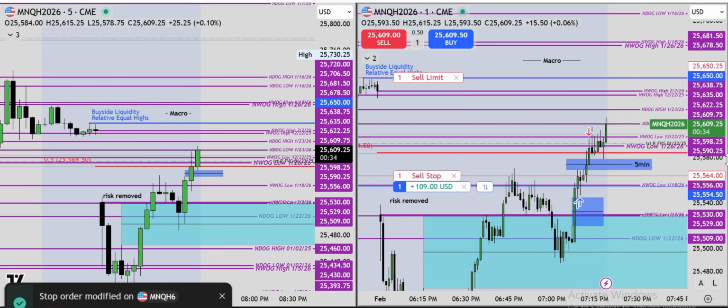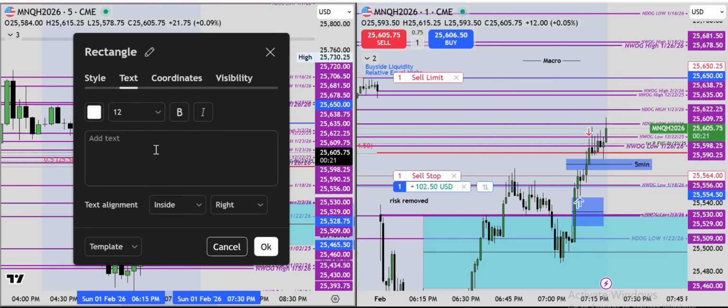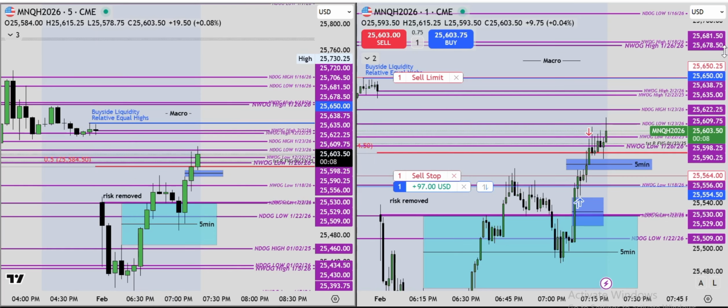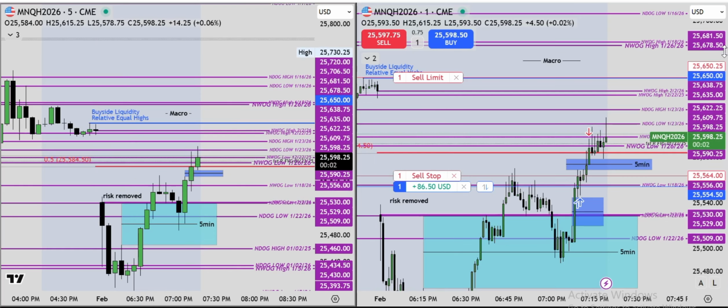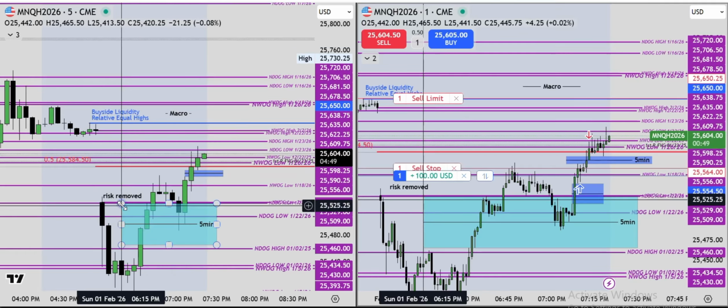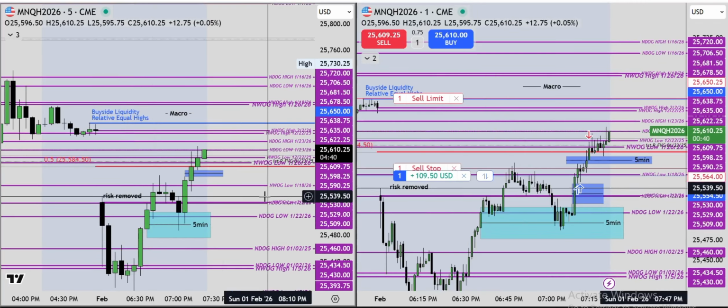We have strong displacement here. I really like that. And actually, I messed up that, that's supposed to be a 15-minute fair value gap. I don't know what I was doing there. Yeah, that's supposed to be a 15-minute, so my bad on that. You see me kind of just moving that around.